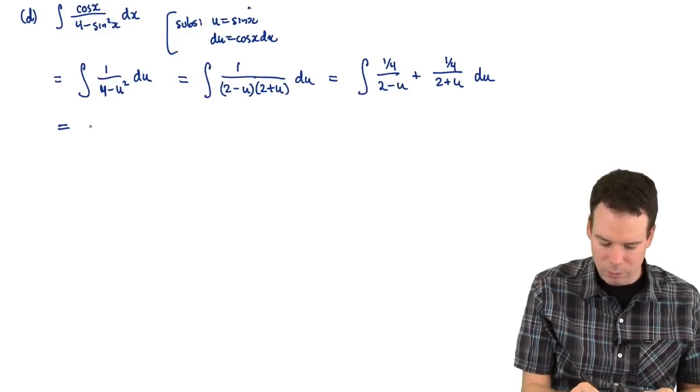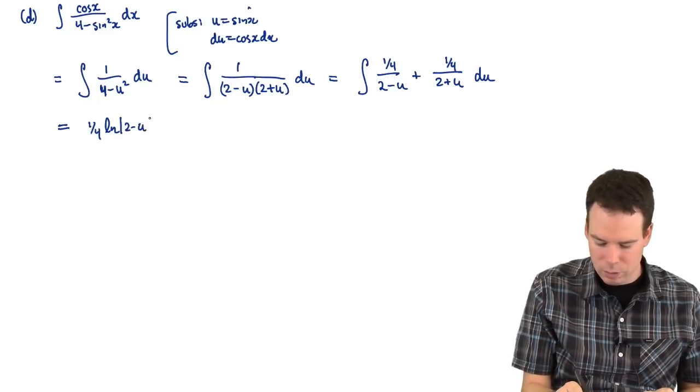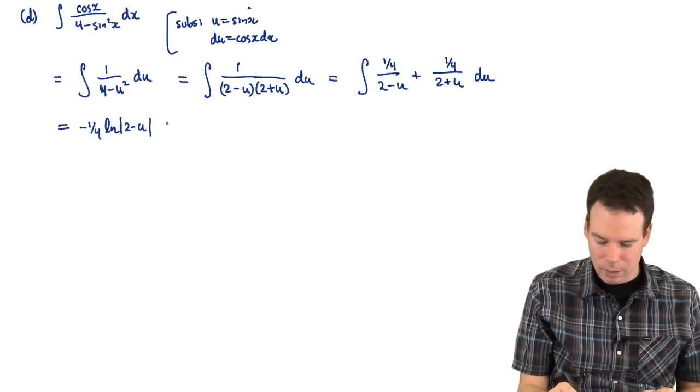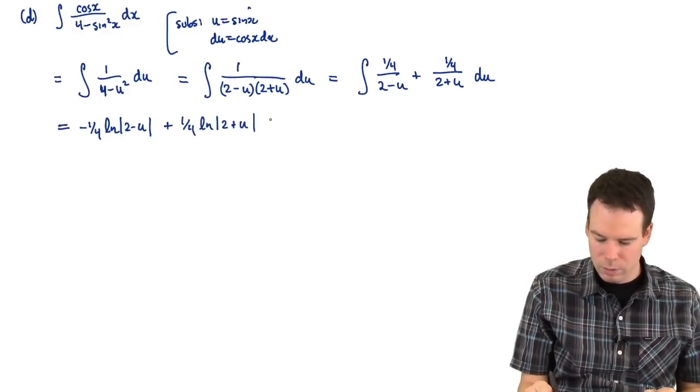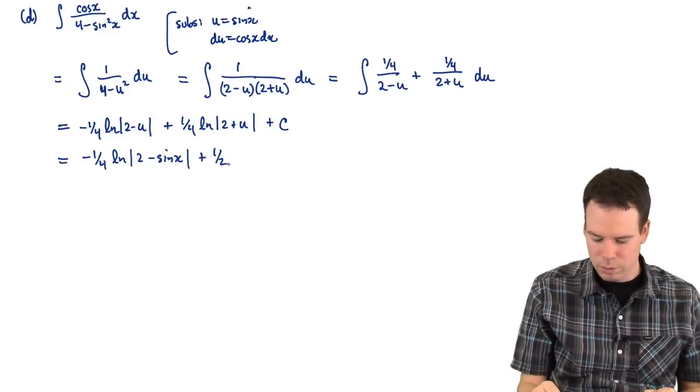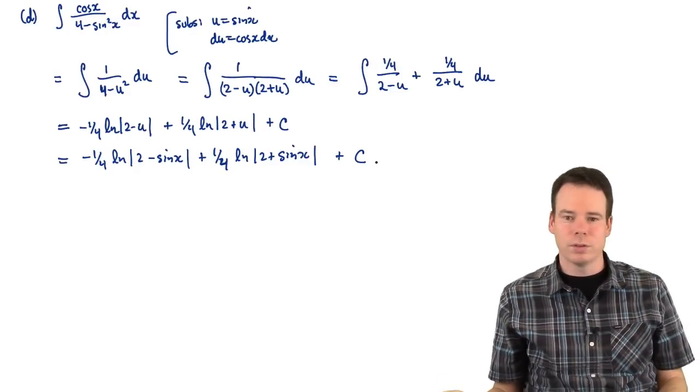Now we can take the antiderivative, so that's going to be a quarter ln of 2 minus u, negative, because of the fact that there was a negative there, and that's a plus 1/4 ln of 2 plus u plus c. And now we can put everything back in terms of our variable x: negative 1/4 ln of 2 minus sine x plus 1/4 ln of 2 plus sine x plus c. And so there's our result.